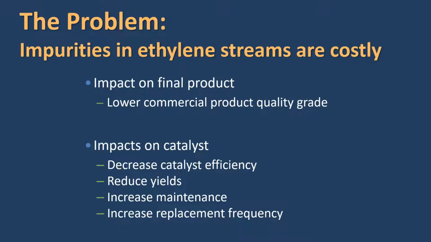The problem, impurities in ethylene streams are very costly. They impact the final product. And if you're impacting the final product, then you're adjusting the price that you can get for that product. Quality goes down, price goes down. How the product impacts the catalyst is also of critical importance. Bad ethylene is going to decrease catalyst efficiency. It's going to reduce yields. The inverse of that means it's going to cost a lot more to maintain your plant, and it's going to cost more for frequent catalyst replacements. All of those not good things.